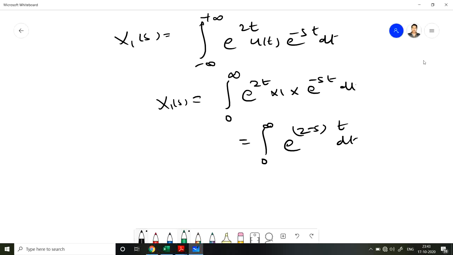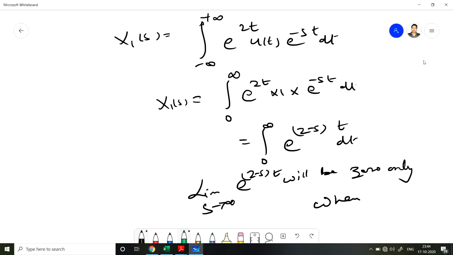So here we can see that the limit as t tends to infinity of e raised to the power (2 minus s) t will be 0 only when the real part of 2 minus s is less than 0. In that case this integral will converge. In that case the integral will converge.